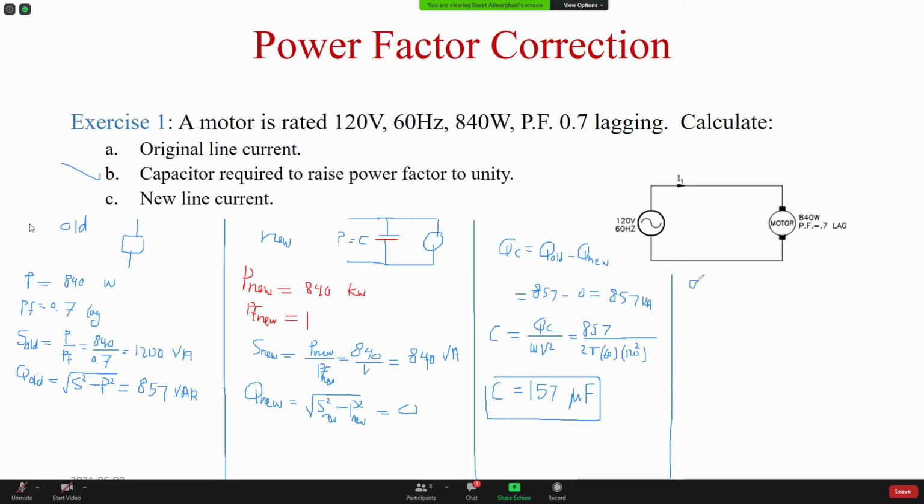So for A and for C, what is the current? Before we add the capacitor, I equals S over V. So S, we calculated here, is 1200 divided by 120, so it's 7. No, it's 10 ampere.